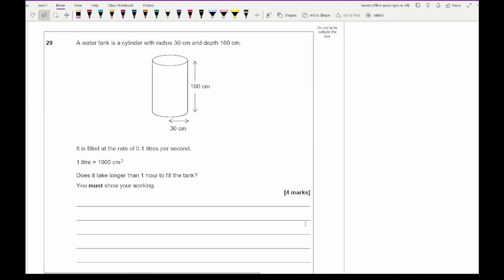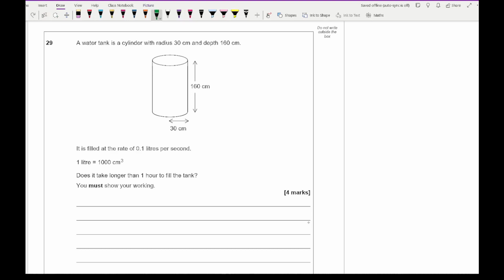Then moving on to our last question, it says that a water tank is a cylinder with a radius of 30 and a depth of 160. It is filled at a rate of 0.1 litres per second. 1 litre equals 1,000 centimetre cubed. Does it take longer than 1 hour to fill the tank? And you must show your working.